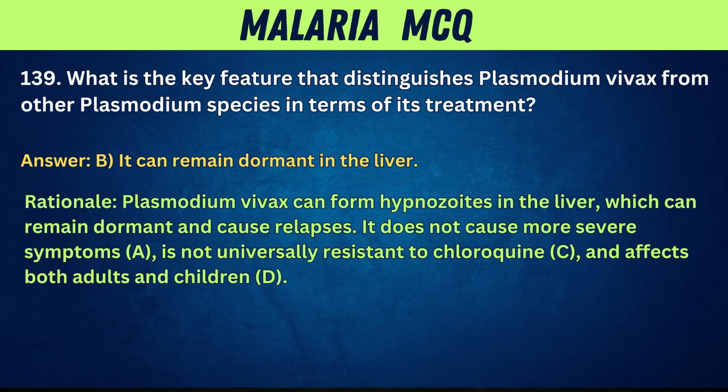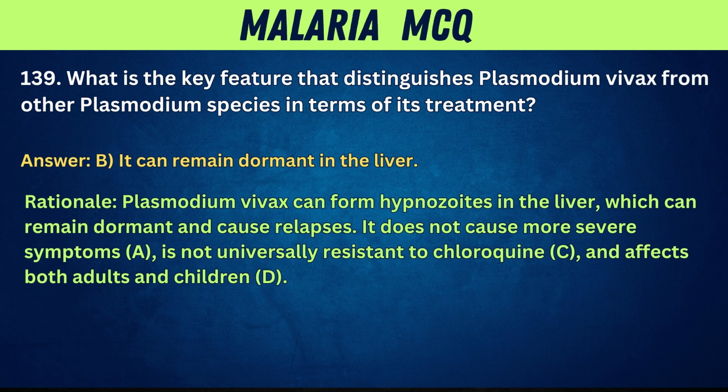Rationale: Plasmodium vivax can form hypnozoites in the liver, which can remain dormant and cause relapses. It does not cause more severe symptoms, A. It is not universally resistant to chloroquine, C. And it affects both adults and children, D.